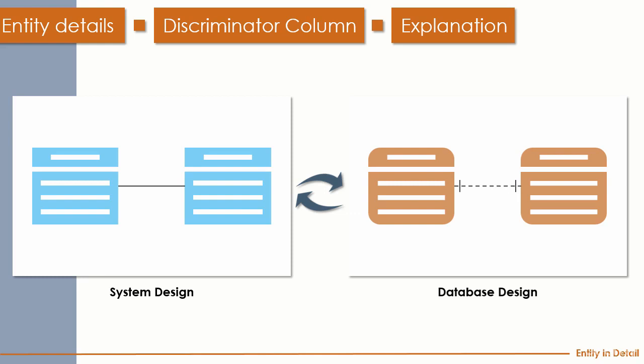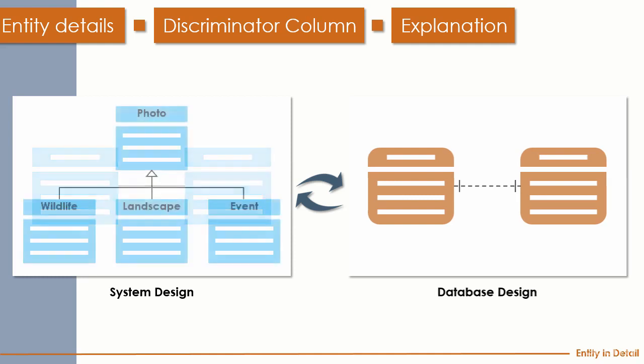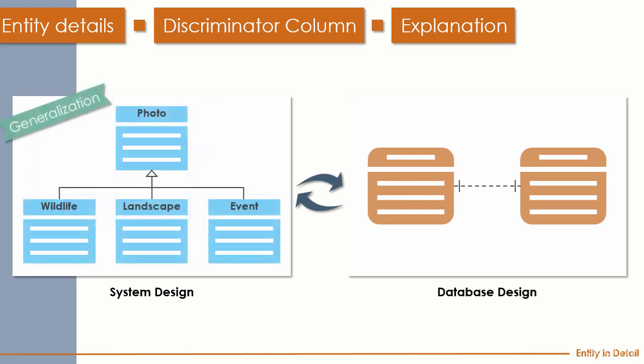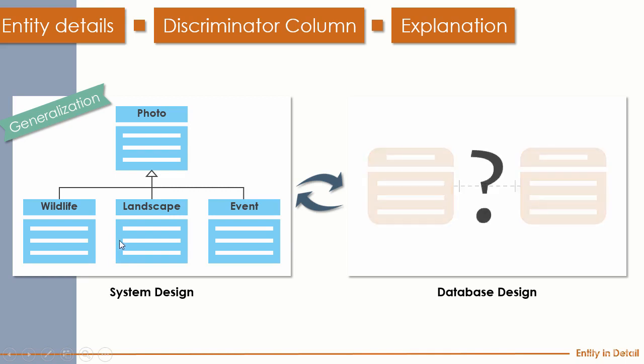The discriminator column is used to solve one problem. When you're drawing the class diagram, you define the class hierarchy, you can use the generalization to specify the superclass and subclass. This is an example that we have a photo class and we have different subclasses for different properties and different behavior. We have wildlife, landscape and event. You define it in the class diagram and during the programming, it is very natural. But how about the database?